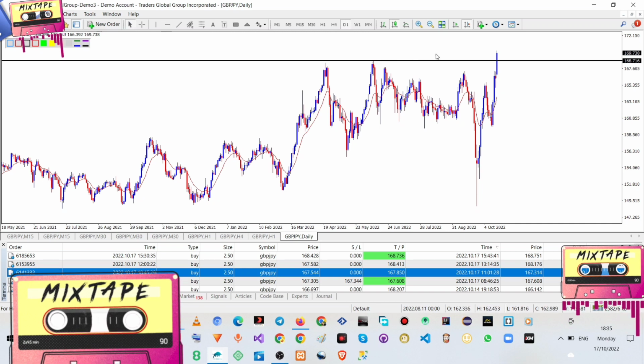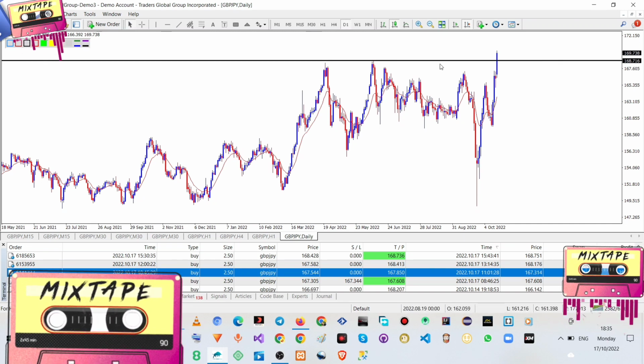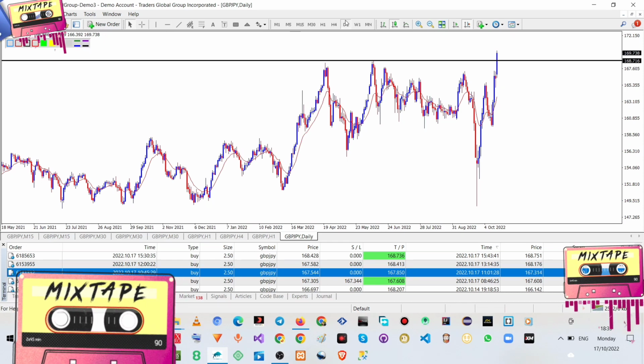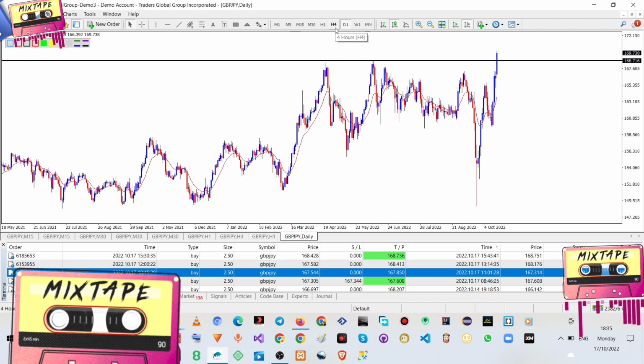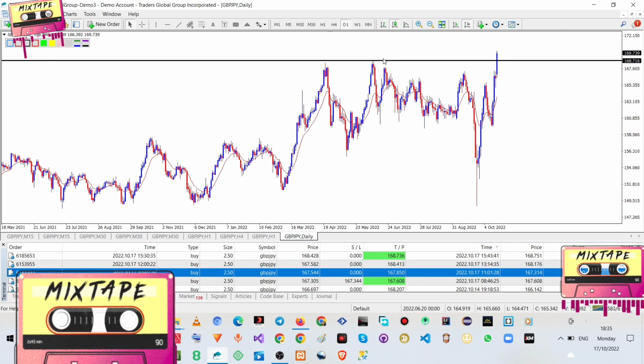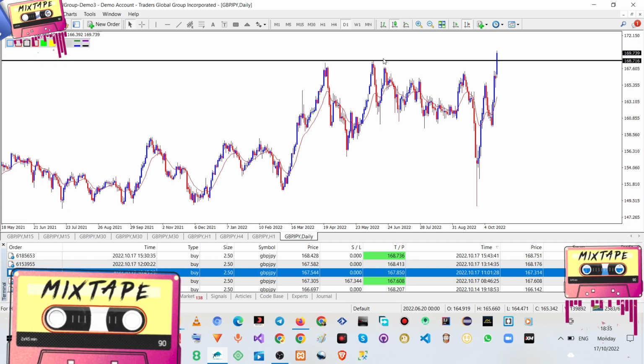So as you can see, I basically trade support and resistance. It's one of my trade setups. I have three trade setups, and support and resistance is one of them. In some of my trades I use purely support and resistance.